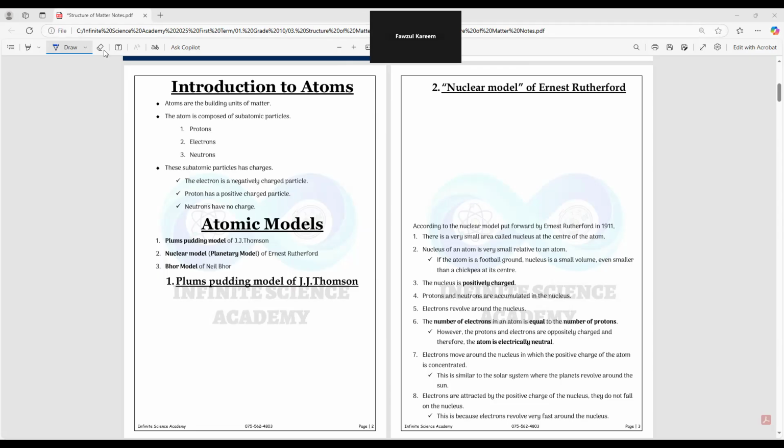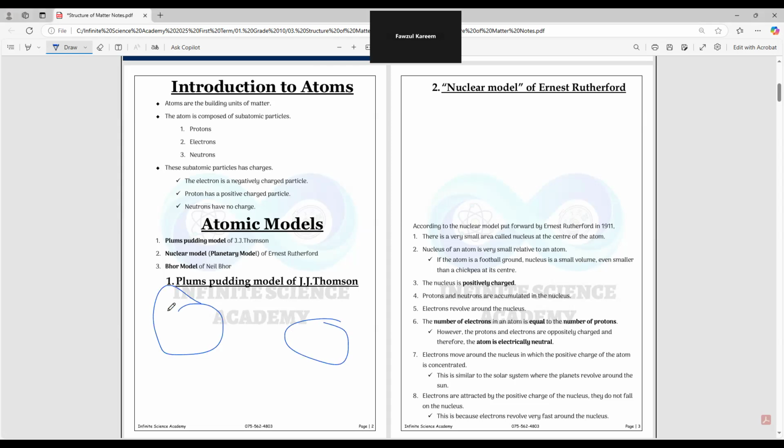And here you want to draw the diagram, right? Plum pudding model. Plums and the pudding. There is no need to explain how to draw the pudding, right? And here the nuclear model. So the nucleus at the center, electrons rotating around the nucleus. That image.